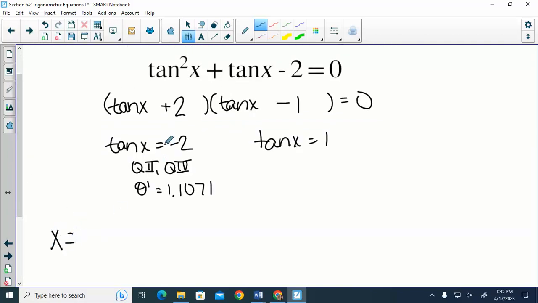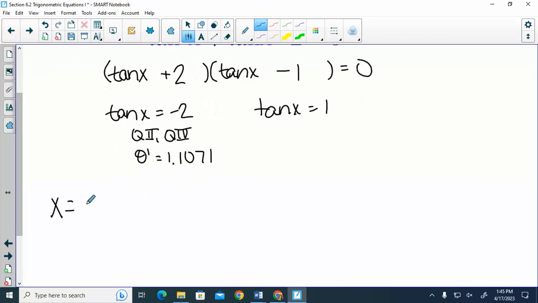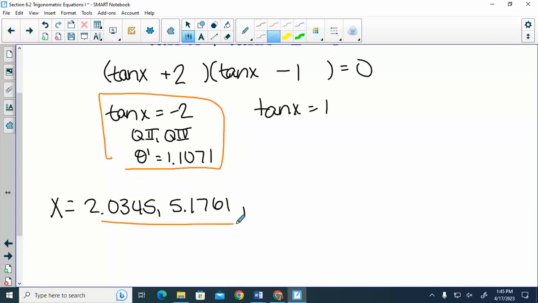So our angle, to put it in quadrant 2, we're in radians, so we said that's pi minus our reference angle. So pi minus 1.1071. Okay, in quadrant 4, what do we do? 2 pi minus. All right, so those two answers came from here. Now I need to deal with the other one.